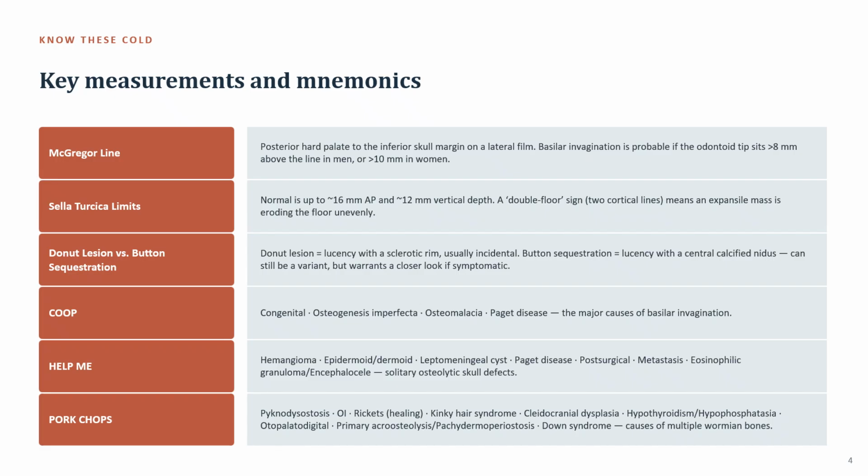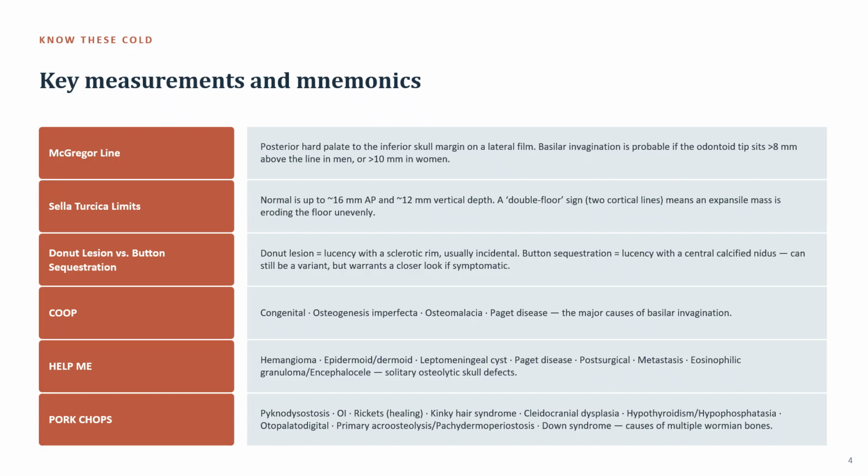With the sella turcica, in terms of measurements, it's normal up to 16 millimeters anterior to posterior, 12 millimeters in depth, and also there's typically a double floor sign as well with 2 cortical lines. That means that there's some sort of mass that's eroding the floor of the skull unevenly.